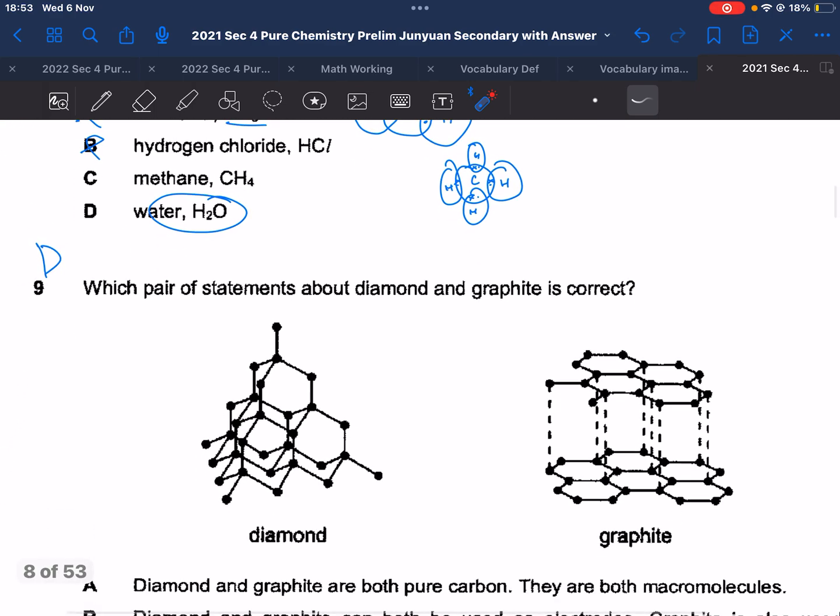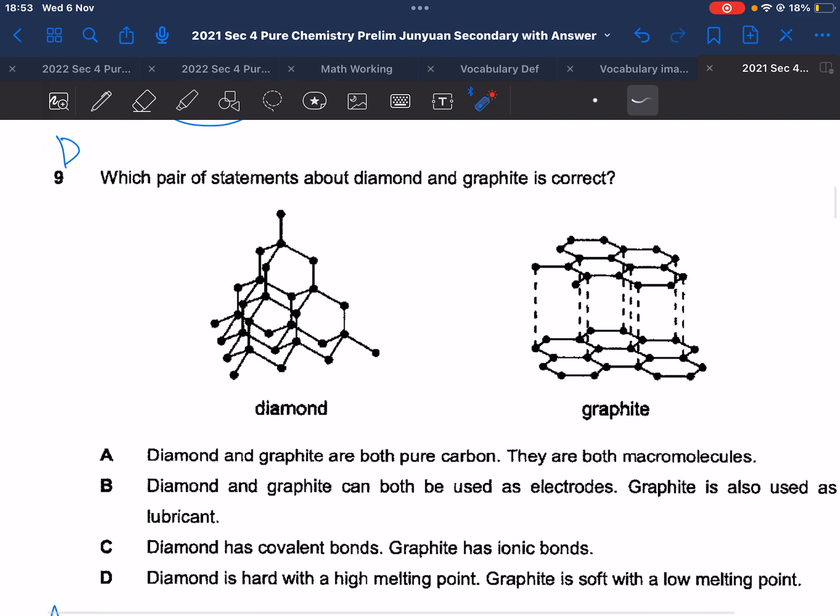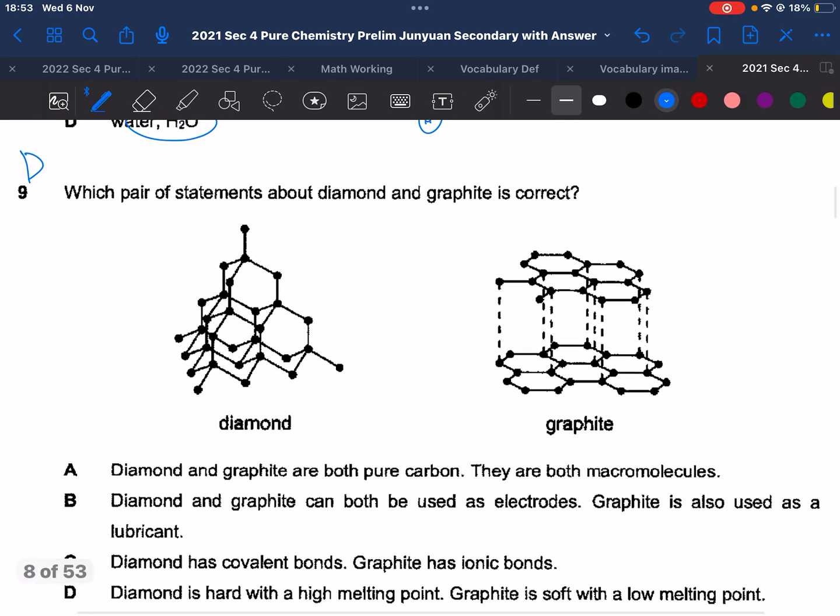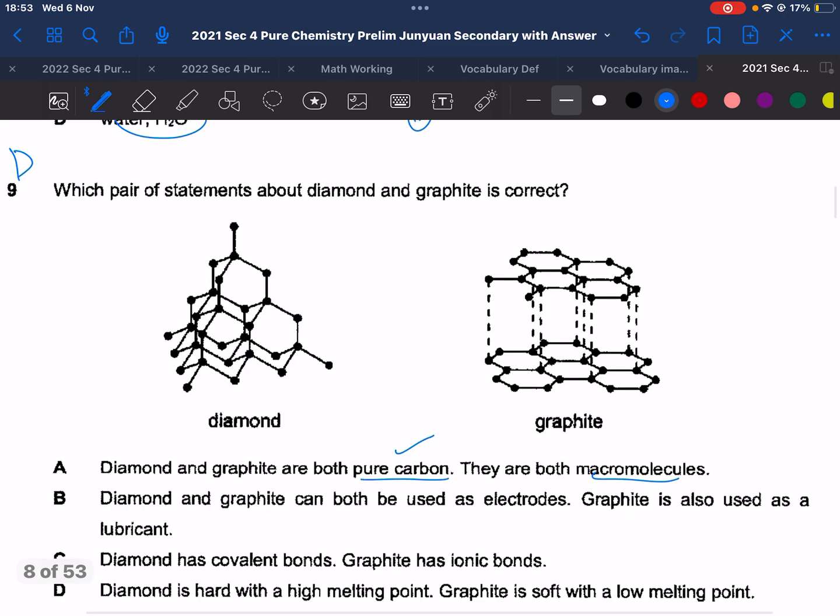Which pair of statements about diamond and graphite is correct? Okay, they are both pure carbon. That's correct. They are macromolecules. I wouldn't call them a macromolecule. I'll just call them giant molecular compounds, giant covalent molecules. I will not call them macromolecules, but some do call them macromolecules. So I'll just leave it as that first.